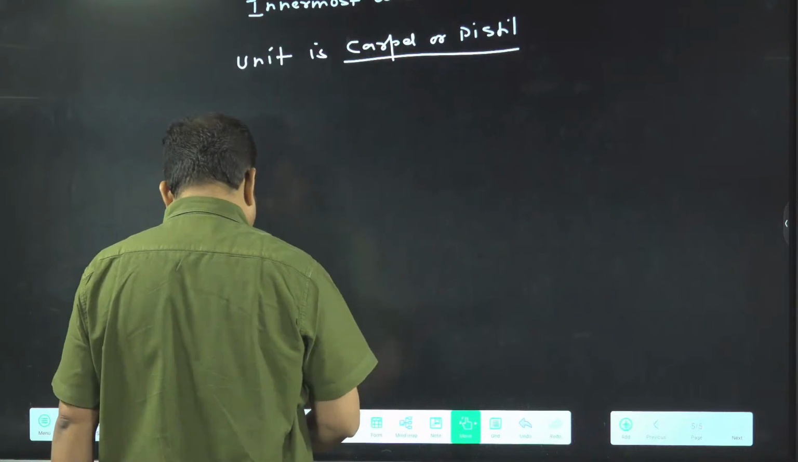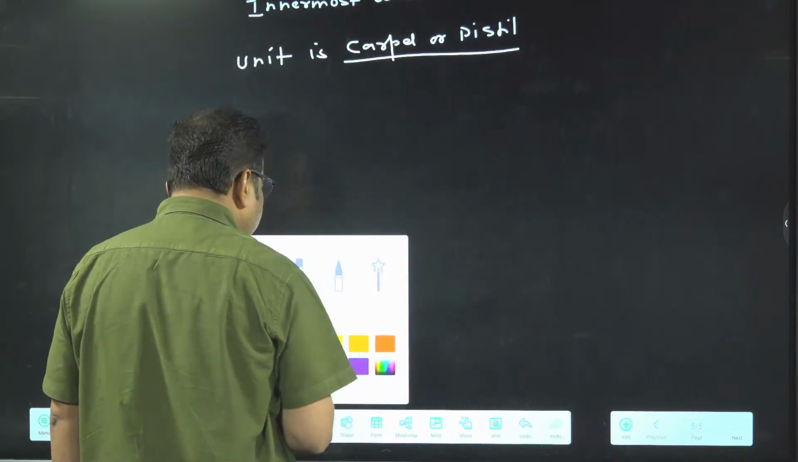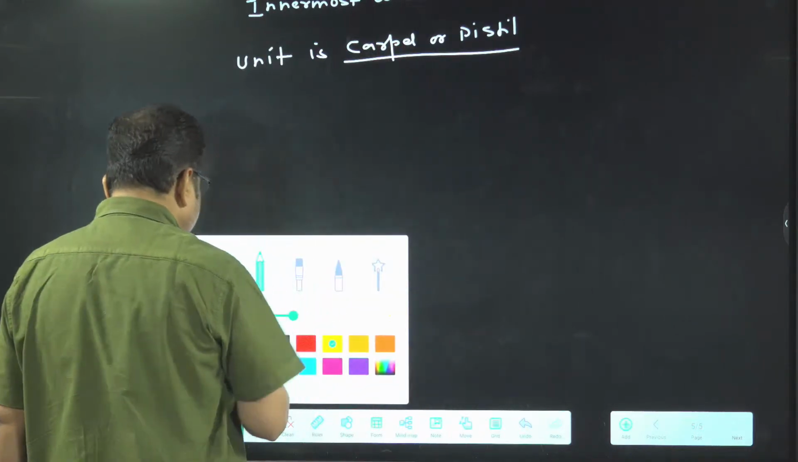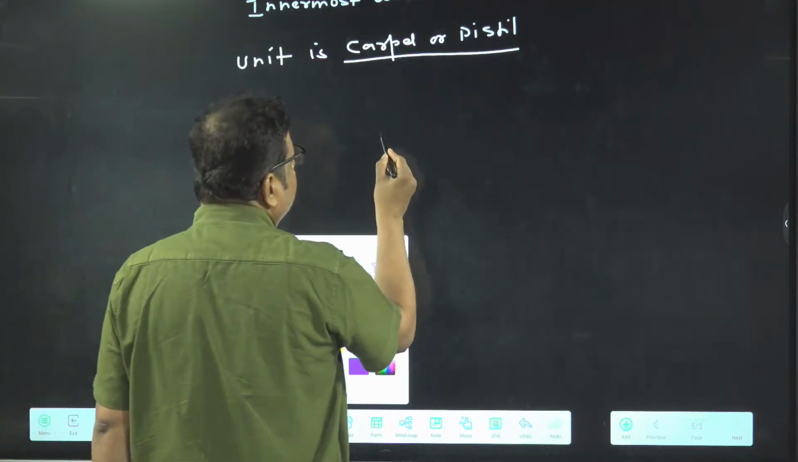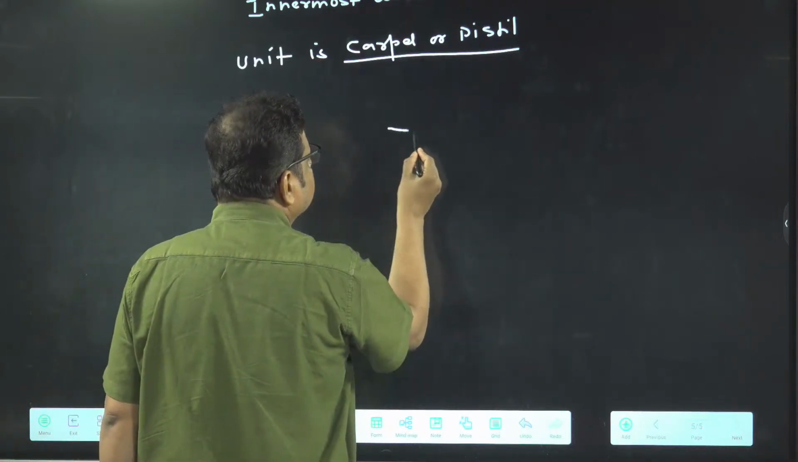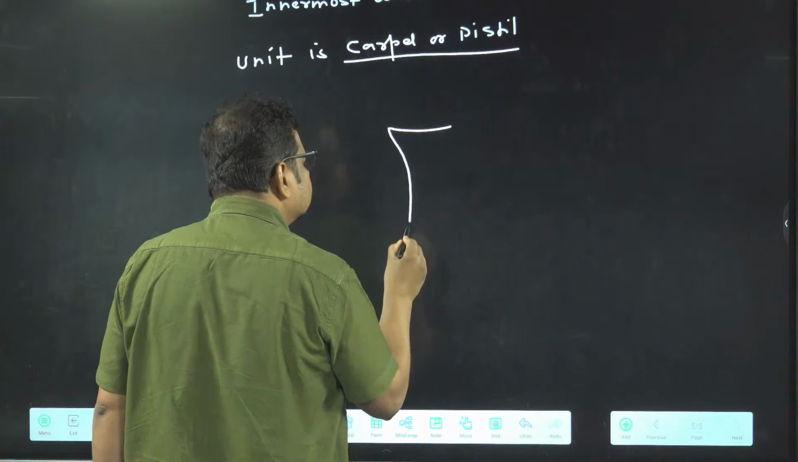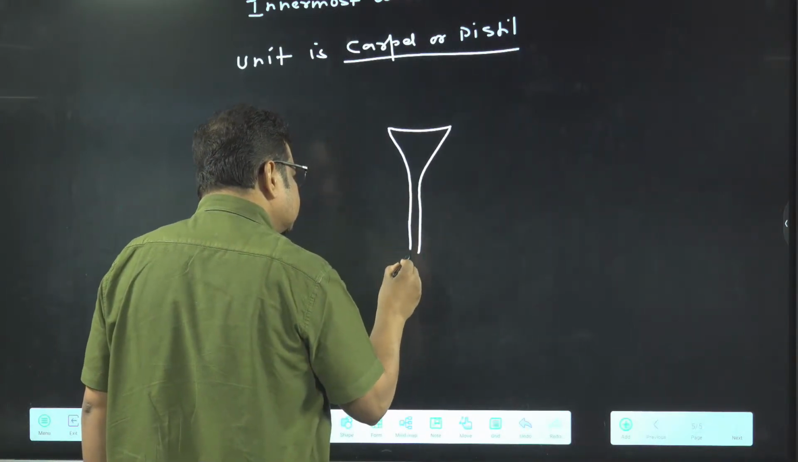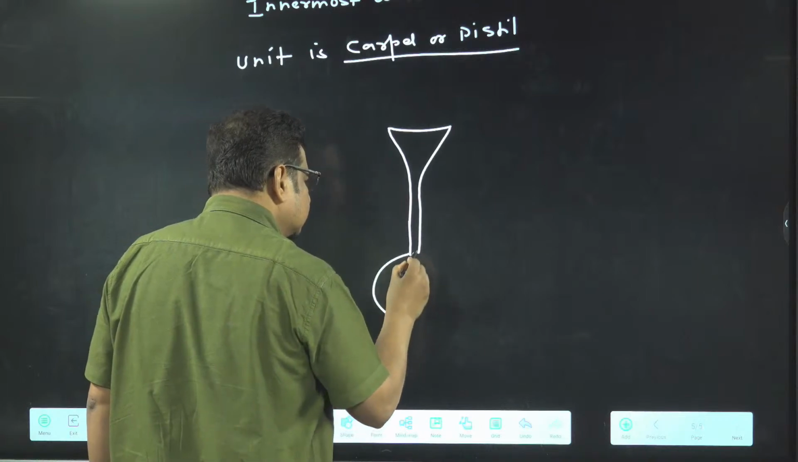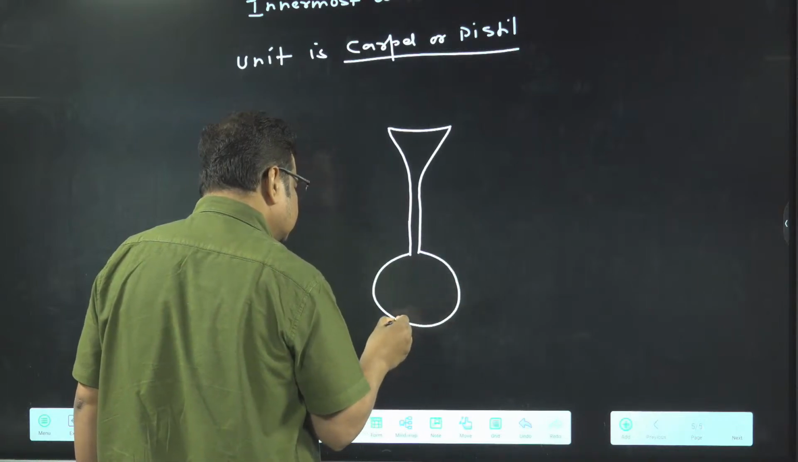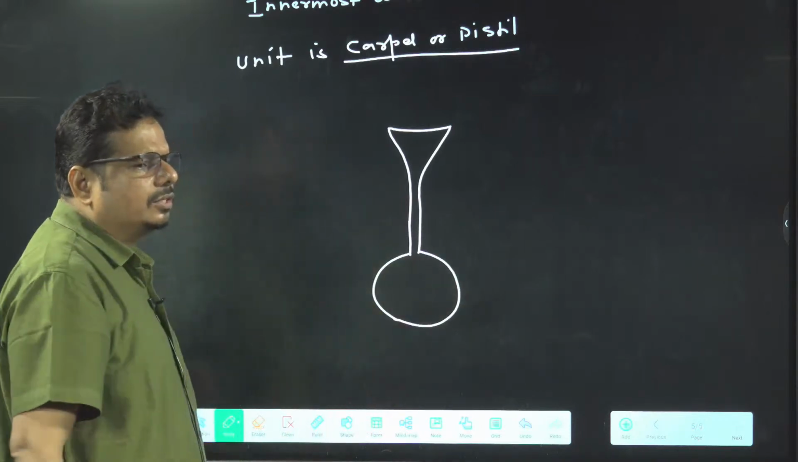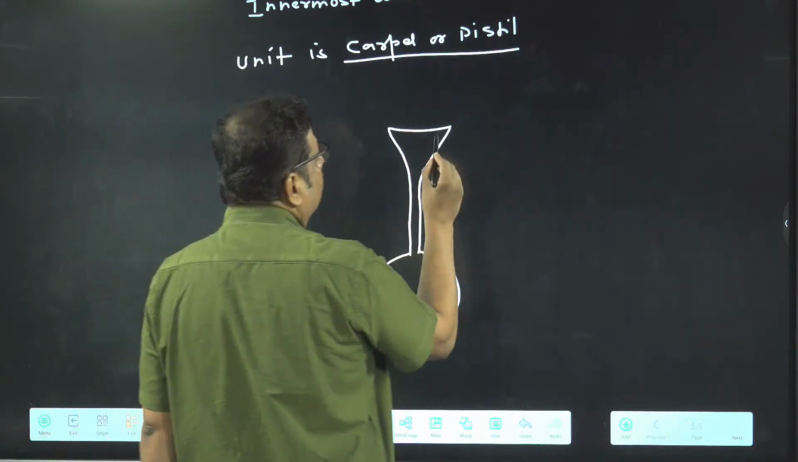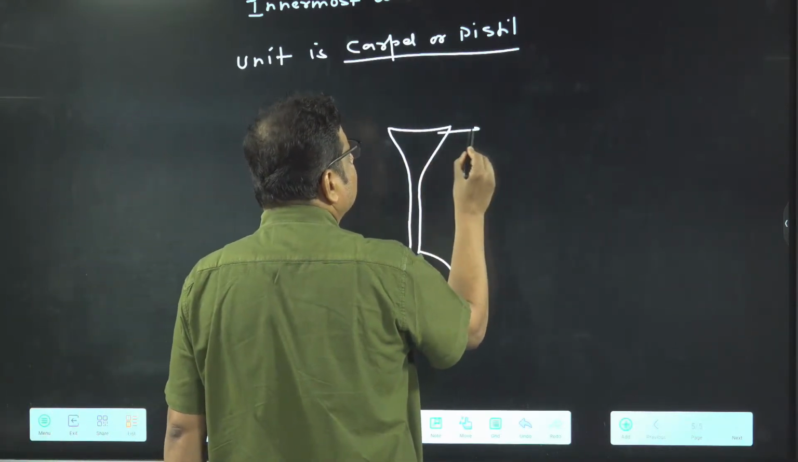Now we are going to deal with the structure of a typical carpel or pistil. I have written these things many times. Have a look here, I am drawing the diagram. So this is the structure of a carpel or pistil. Here it is the stigma.